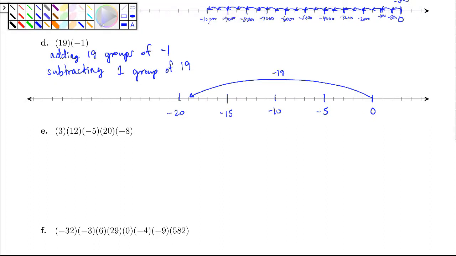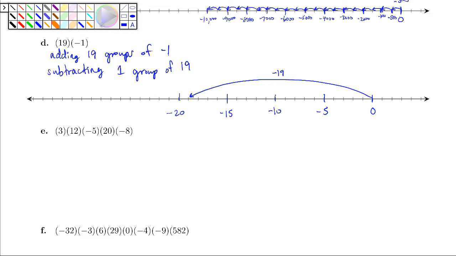So looking at this one, I have a whole bunch of multiplication. Because multiplication is commutative, I can actually do any sort of pairings I want as I go along. And so I'm actually going to see, I really like this 5 times 20 here. And another thing to think about is, what sign is this going to be? Is this going to be a positive or negative result?